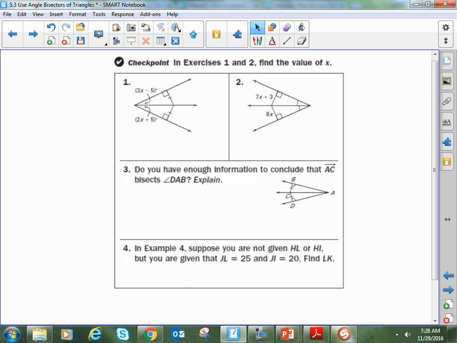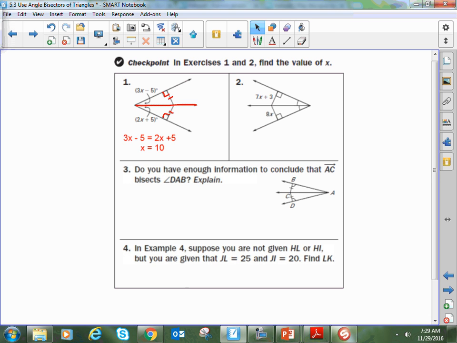So what we're looking at in problem 1, because we have right angles here and the fact that the segments are congruent to each other, it must mean that this segment here that's not named, or that ray I should say, must be the angle bisector. Therefore, the two angles are going to be congruent to each other. So I say 3x minus 5 is equal to 2x plus 5, and solving for x I get 10.